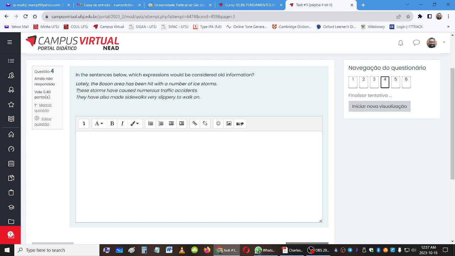They, who are they? They, these storms, right? These storms have also made sidewalks very slippery to walk on. Very slippery to walk on is what it caused the sidewalks to be. So this is new information, but I may add all of this if you want as the newsworthy piece of information, or just the noun with its complement here, because this is the direct object of make. This is the noun predicate referring to sidewalks. Perhaps very slippery to walk on is the new. But if you wish to include sidewalks, it would make sense. It's understandable.